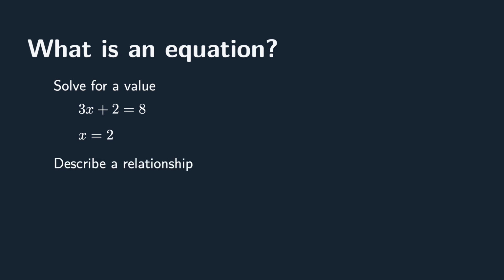But equations are not only used to find numbers. They can also describe relationships. For example, y equals 3x squared describes how y is related to x. This distinction matters because when we get to differential equations, we are usually not just solving for one number. We are describing a relationship involving a function and its derivatives.